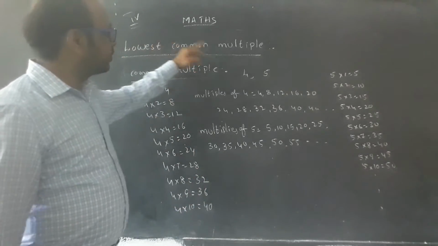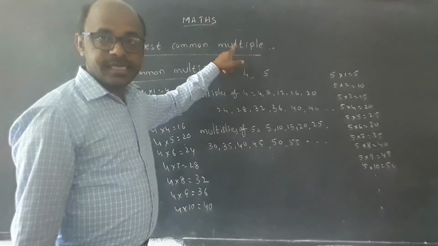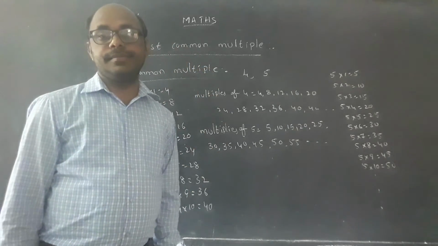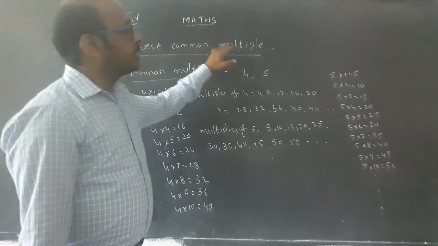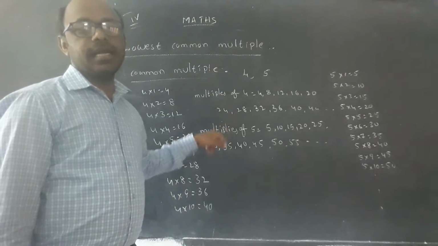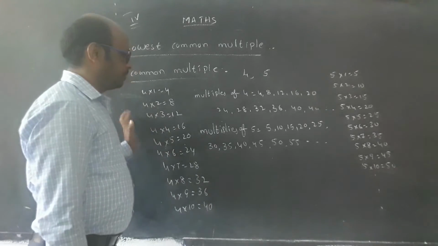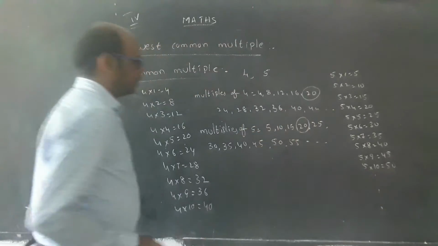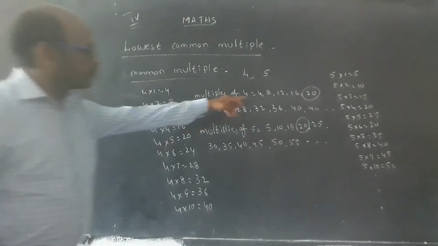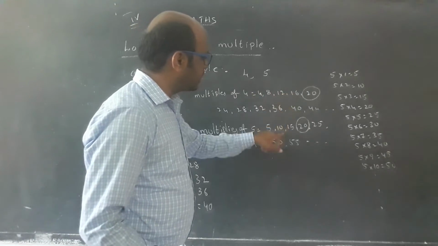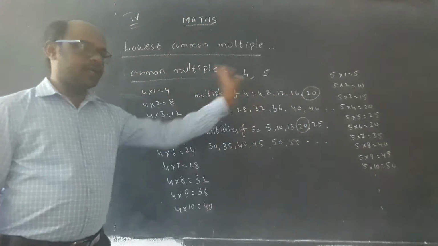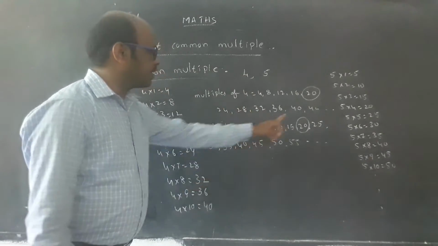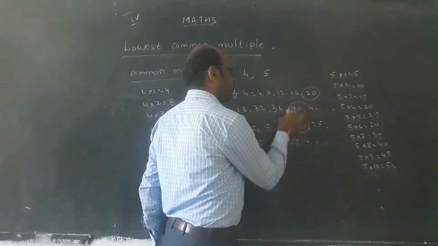Leave that for now. First is multiples, which I wrote. Second is common. Where is it common? In the multiples, we can pick out the common numbers. Which one is common? Here 20 is there. Before that, 4 is not there, 8 not there, 12 not there, 16 not there, but 20 is. Next, 24 is not there, 28 not there, 32 not there, 36 not there, 40 is there. So mark it here, 40.